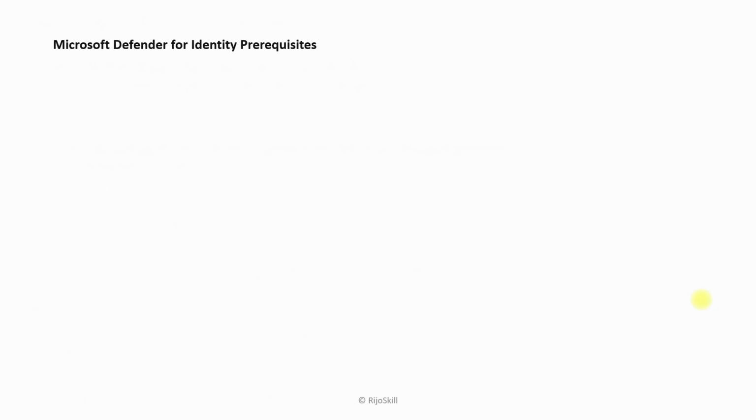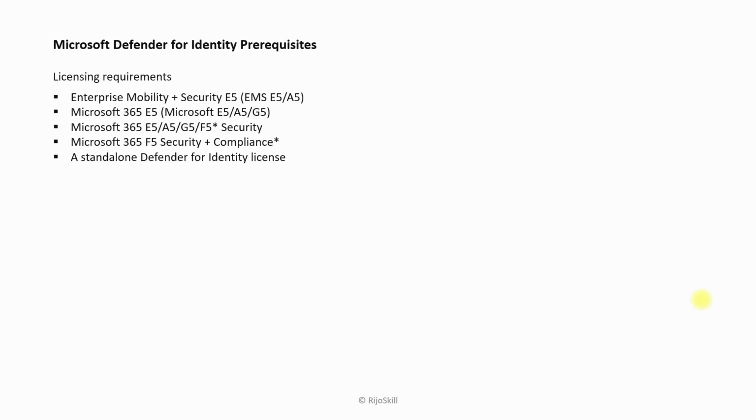So let's go to the next topic: Microsoft Defender for Identity prerequisites. What prerequisites do you need for using Microsoft Defender for Identity in your organization? License requirements: Enterprise Mobility + Security E5, Microsoft 365 E5, E5 A G or F5 plus security, Microsoft 365 security plus compliance, and a standalone Defender for Identity license.